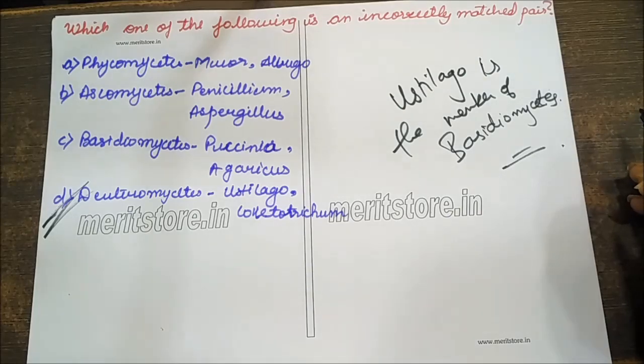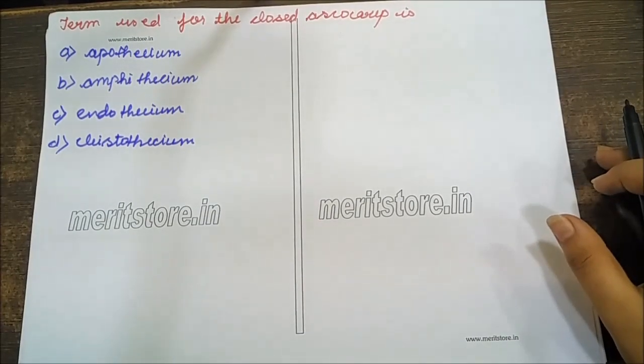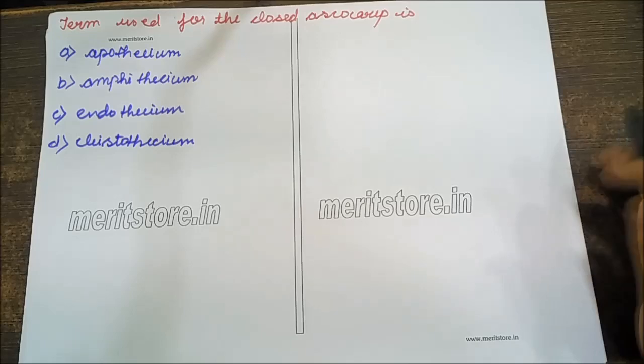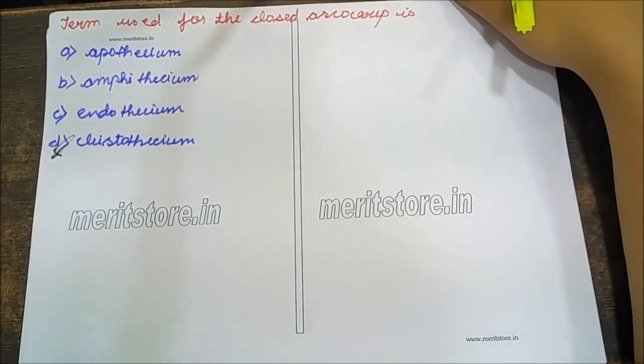Let's move on to the next question. The term used for this closed ascocarp is: apothecium, amphithecium, endothecium or cleistothecium. And the answer for this is cleistothecium. Let's know how.